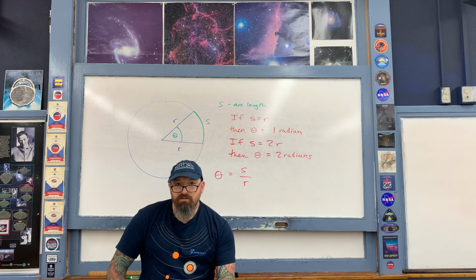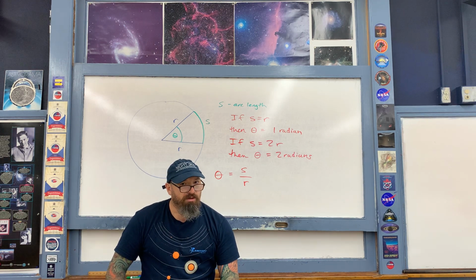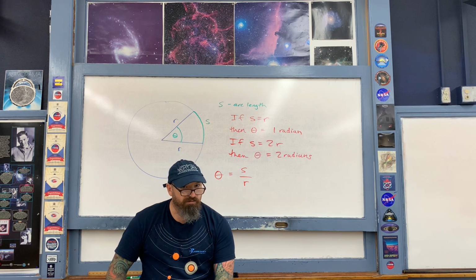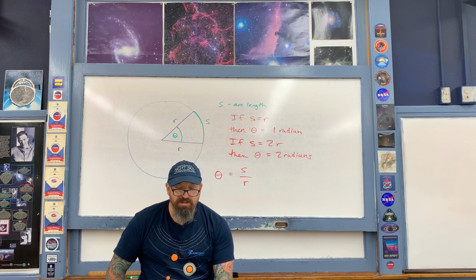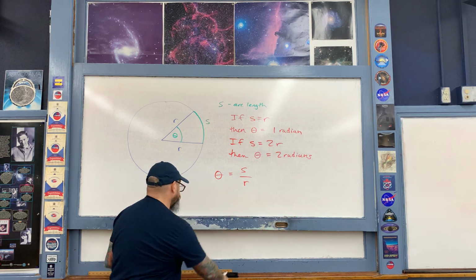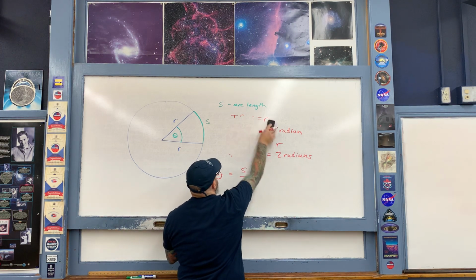Okay, now how many radians are there in a circle? Those of you that are already familiar with radians may recognize the answer as 2 pi. But now let me go through exactly why that is. Okay, let me do a little bit of erasing here.